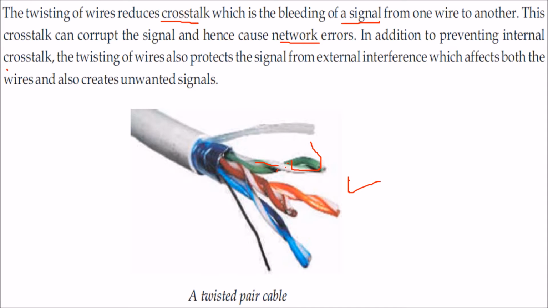Apart from preventing crosstalk, twisting the pair in the helical form also protects the signal from external interference which is going to affect both the wires and can create unwanted signals we don't want. Our signal is like that. If some interference is there, it may become like this, and we don't want that.